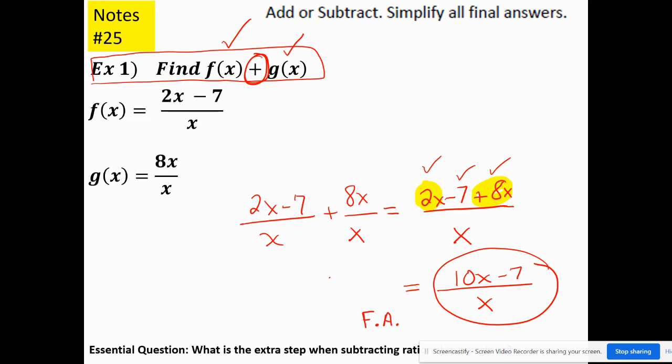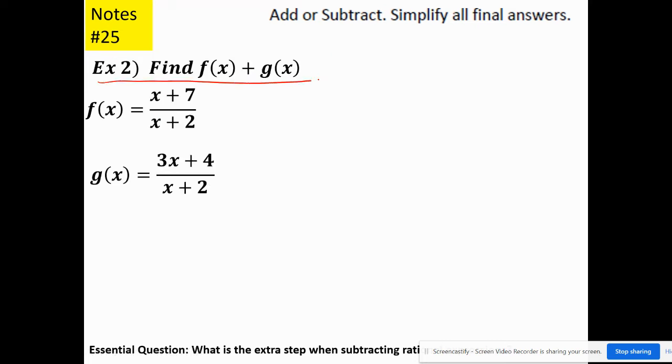Okay, let's try another one. Now, if you need a minute more to write, hit pause on the video. Please write this direction down. Write on your paper, f of x plus g of x. And also, if you're new to my classroom, in the top left, you should have written notes number 25. Make sure you label your notes because that comes in handy during test time.